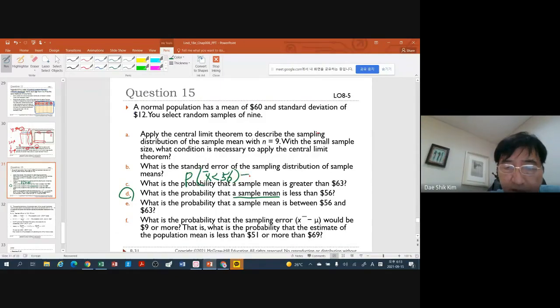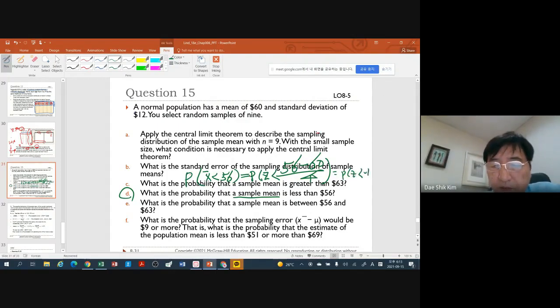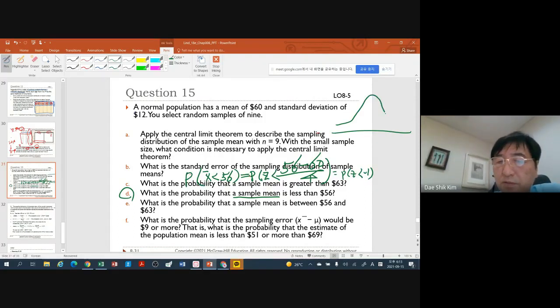Then again, I will transform to Z. P, 56 minus average 60 divided by 4 again. It's not 9, it should not be 12, it should be divided by 4. Minus 4 divided by 4 is P, Z is less than minus 1. Then again, normal distribution, Z equals 0, minus 1 here, less than it. What is the percentage?